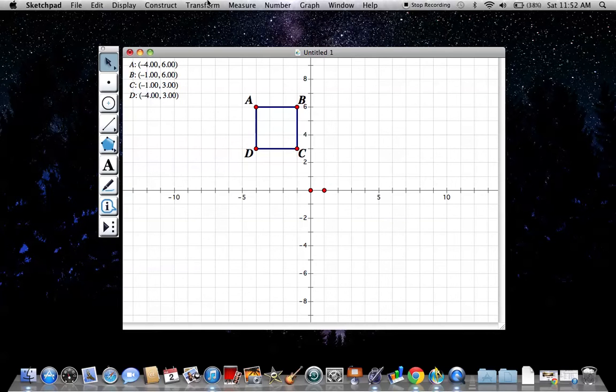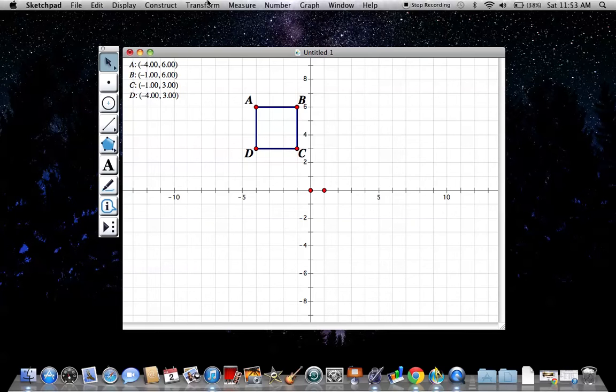So we use an arrow to show that a transformation has happened. We would have figure ABCD, then an arrow, and then the new figure A'B'C'D'. We use little primes, and I'll show you what those are in a minute, to distinguish between the pre-image and the image. So first thing we have is reflection.